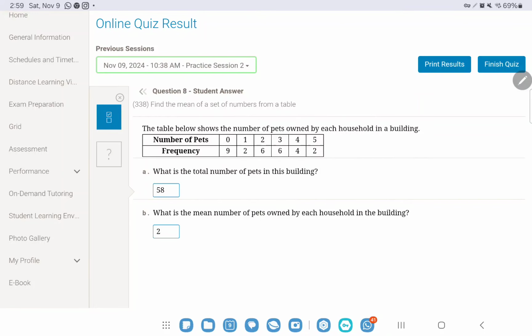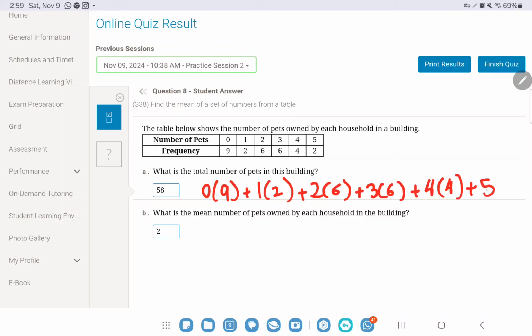And then, okay. So to find the total number of flats in this building, you're gonna do 0 times 9 plus 1 times 2 plus 2 times 6 plus 3 times 6 plus 4 times 4 plus 5 times 2, which should be 16 plus 10, 58.